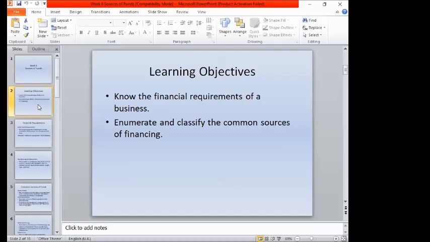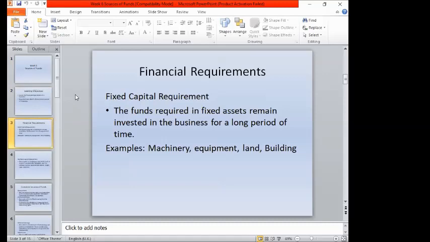When we say financial requirements, what are the financial resources needed in the operation of the business, and to enumerate and classify the common sources of financing. From the word itself, finance, it talks about money, resources needed in the operation of the business. And when it comes to the money needed for the operation of the business, we have a lot of sources that we're going to use as capital and investment. So let us discuss now the financial requirements.